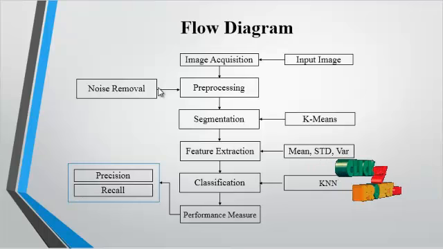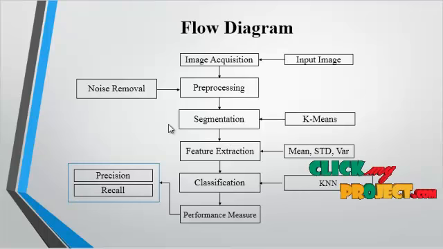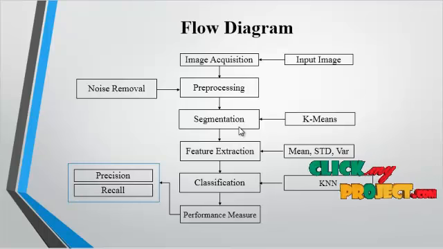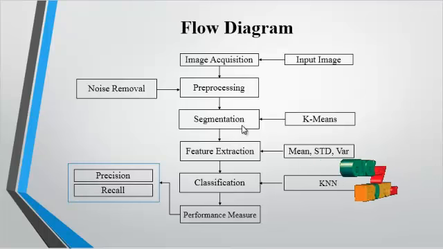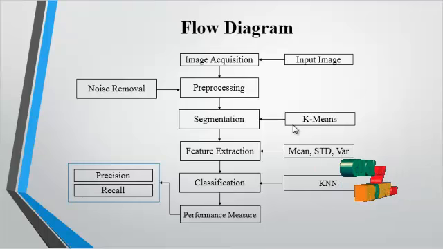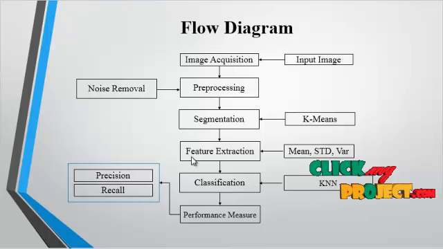After removing the noise from the image, the noise removed image undergoes the segmentation process. Segmentation is nothing but extracting the fish image from the other backgrounds. Here we use k-means clustering for the segmentation. After extracting the fish region, that is the segmented region, we do the feature extraction.